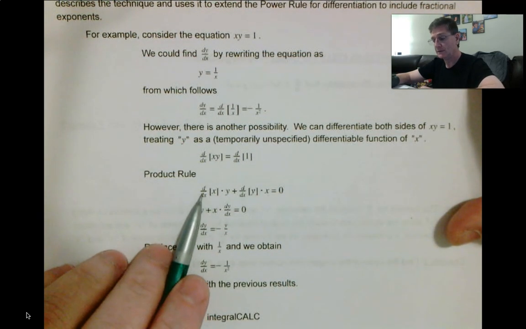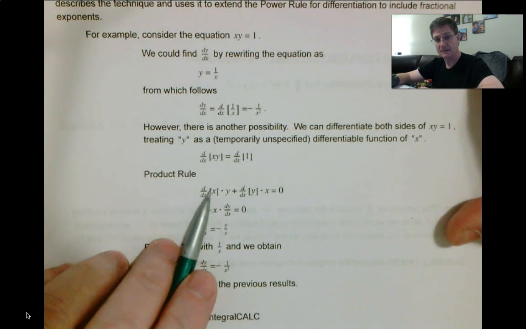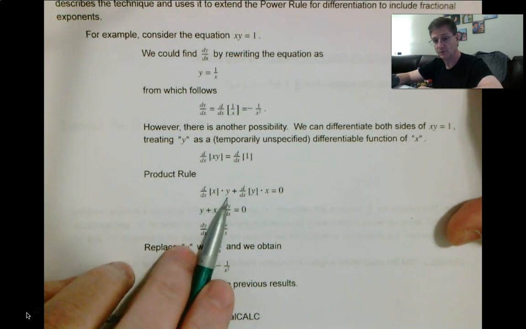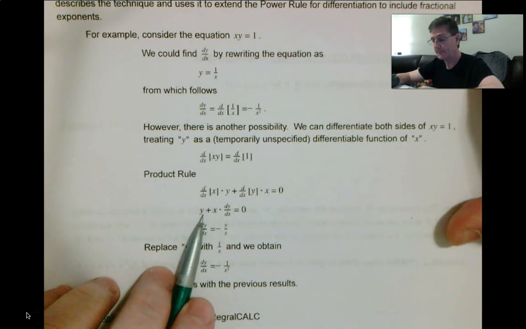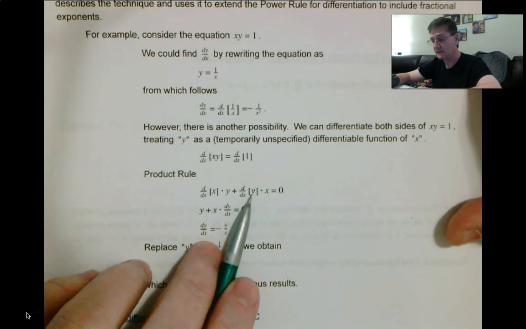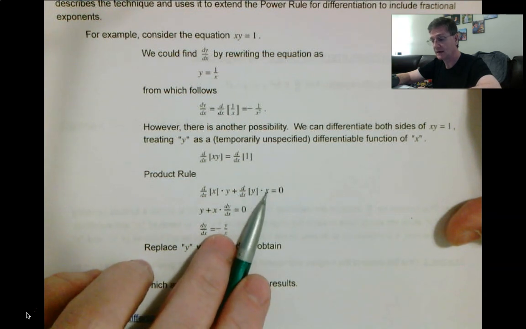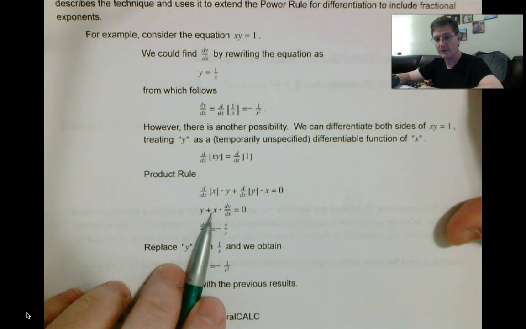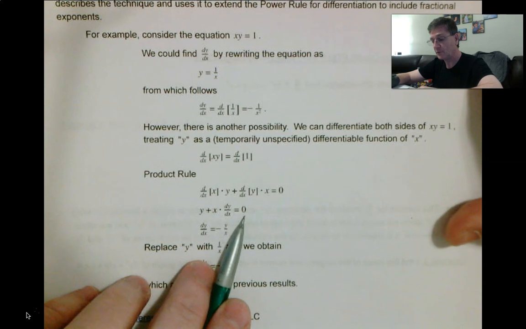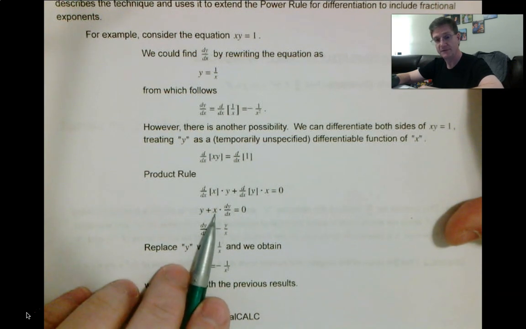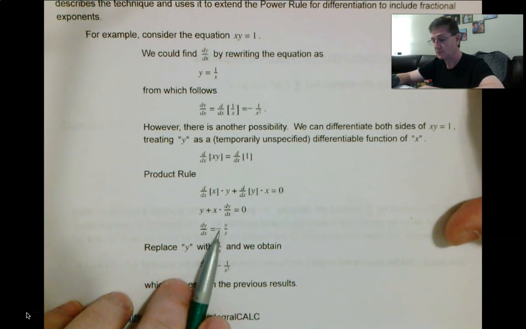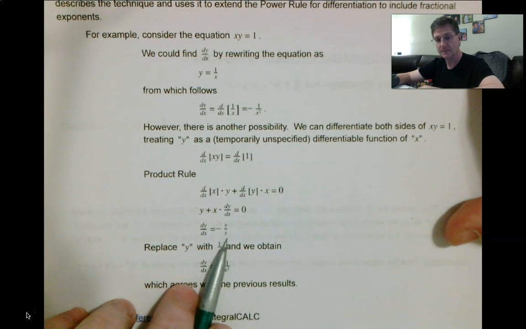So d/dx of x, the derivative of x, is just 1 times y, so we get y, plus d/dx of y is dy/dx times x. So I put the x out in front because that's the way we're used to seeing it. Subtract y from both sides and divide both sides by x. I'm getting the dy/dx alone. I get dy/dx equals negative y over x.